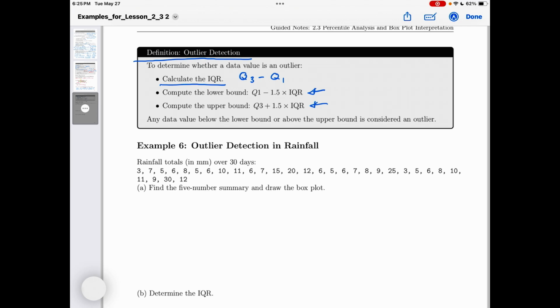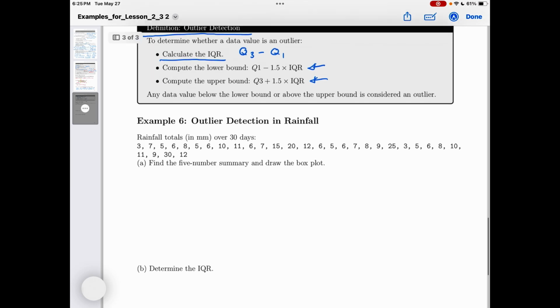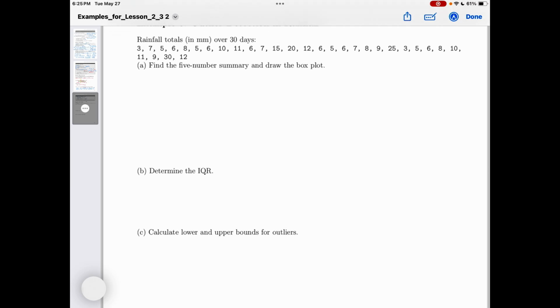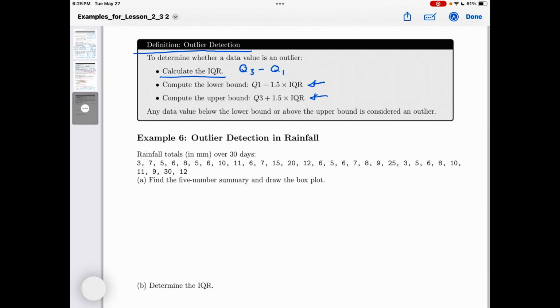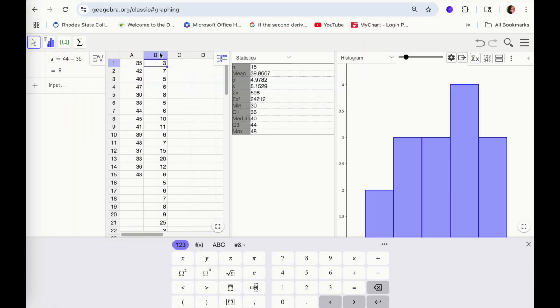So in this example, we're going to practice again finding the 5-number summary, drawing the box plot, and finding the IQR. Then we're going to apply how to find outliers in the last part of this example. To find the 5-number summary, we're going to hop over to GeoGebra and put the data in spreadsheet view. Here's my data for this example, in column B.